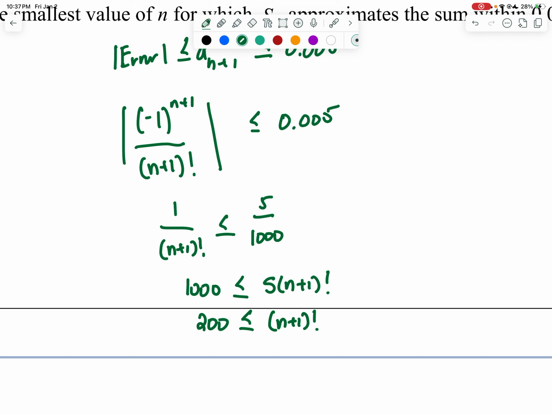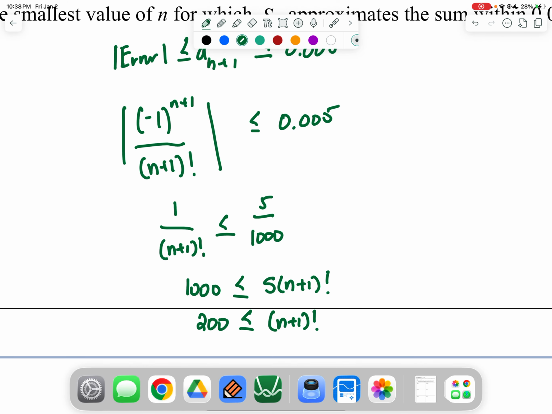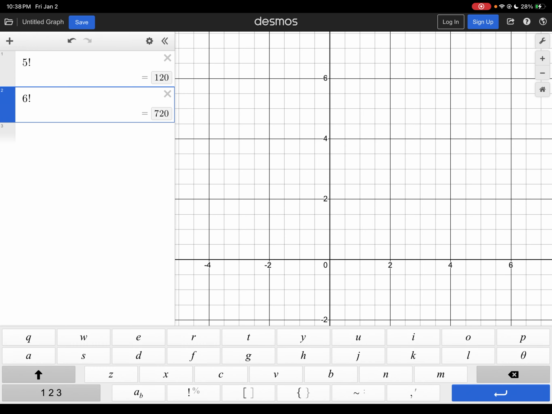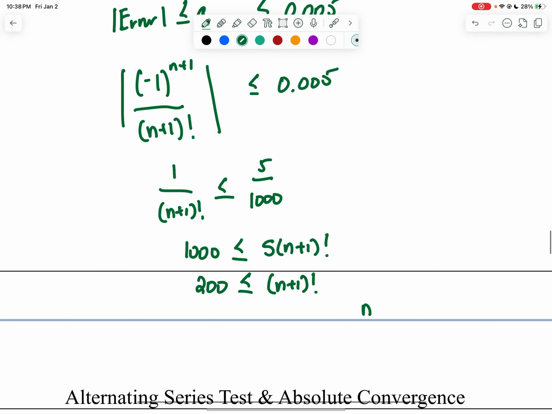And then I'm going to think about, okay, what is going to give me something larger than 200 in terms of my factorial? In this case, we know that 5 factorial is 120, which means that 6 factorial is 720. So that means that n has to be 5 in order for this to be 6. Of course, you kind of have to remember your factorials, but I think that's easy peasy lemon squeezy.